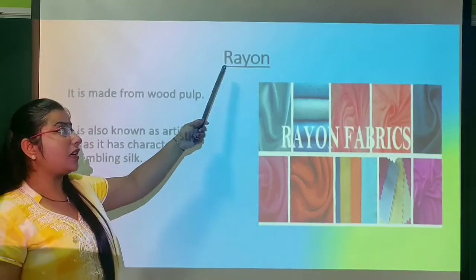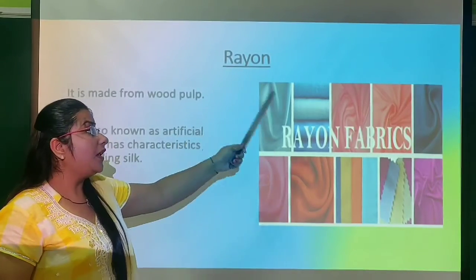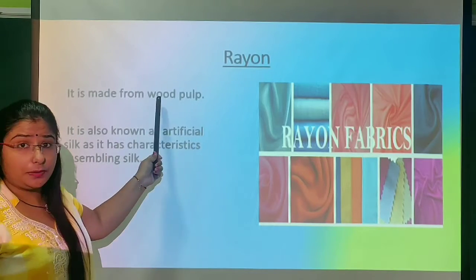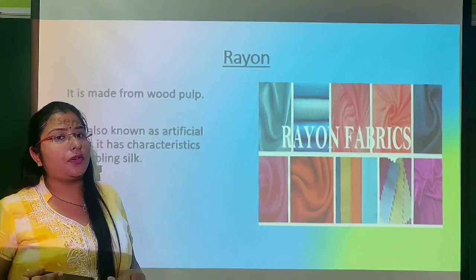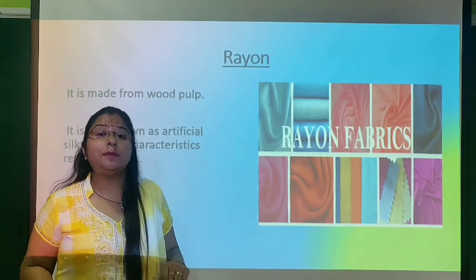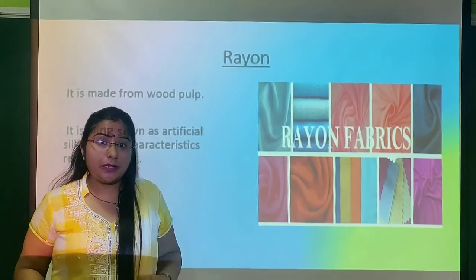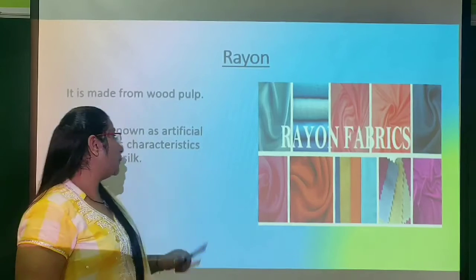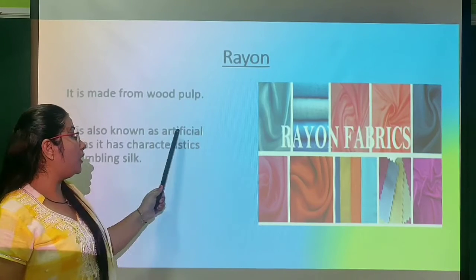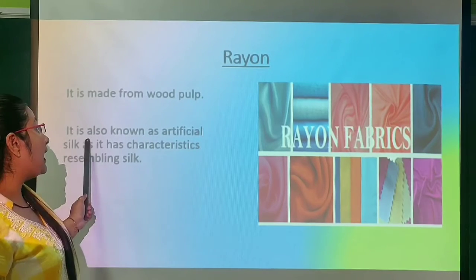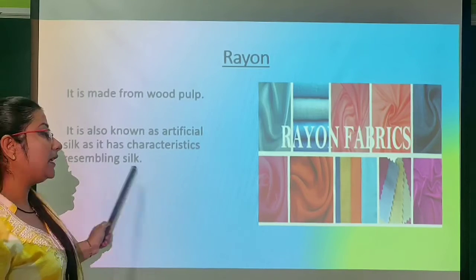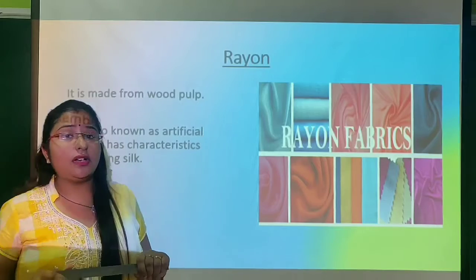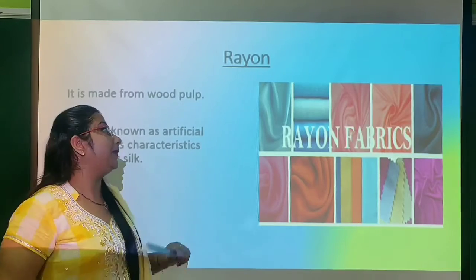Now we will see the first synthetic fiber, that is rayon. This is a rayon fabric. It is made from wood pulp. Rayon we get from wood pulp, and after a chemical treatment of the wood pulp, we get the rayon. It is also known as artificial silk as it has characteristics resembling silk. It looks almost like silk, but rayon is made by chemical treatment.